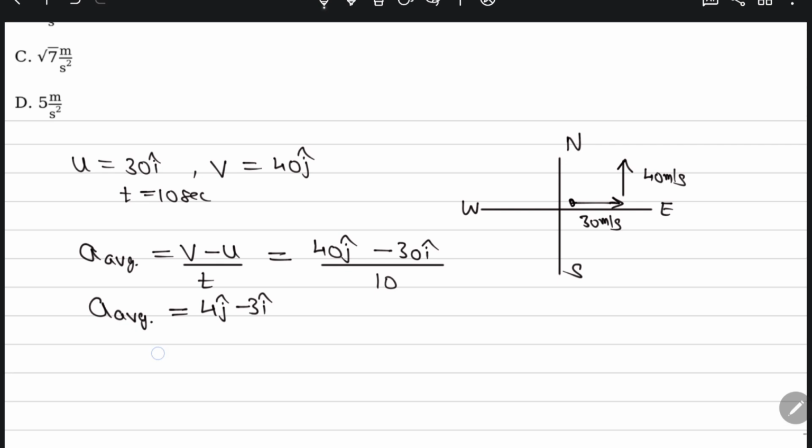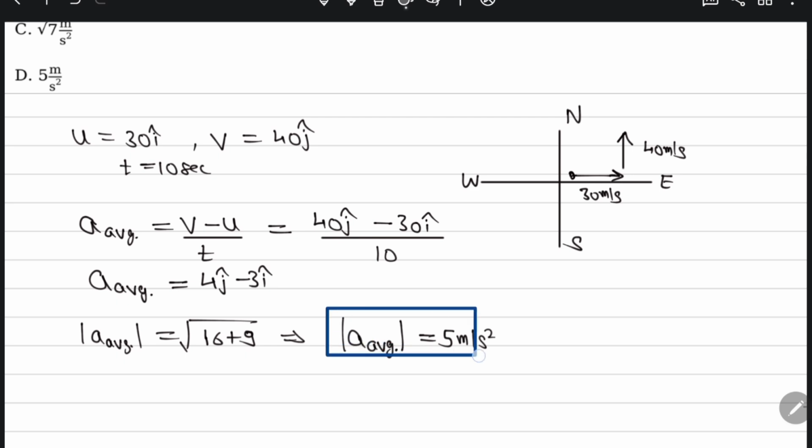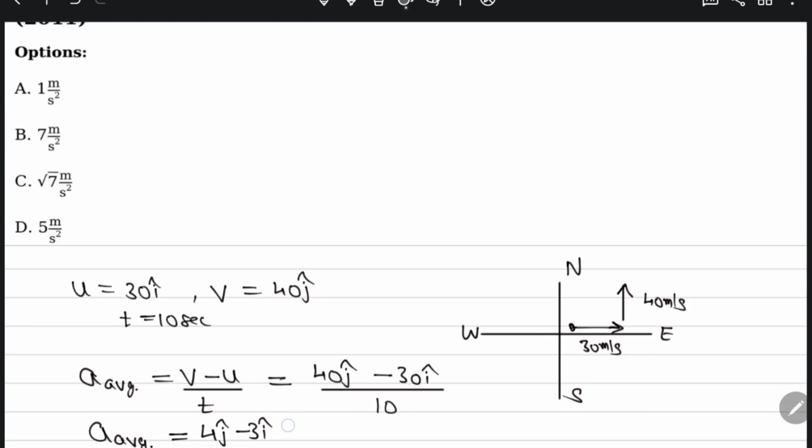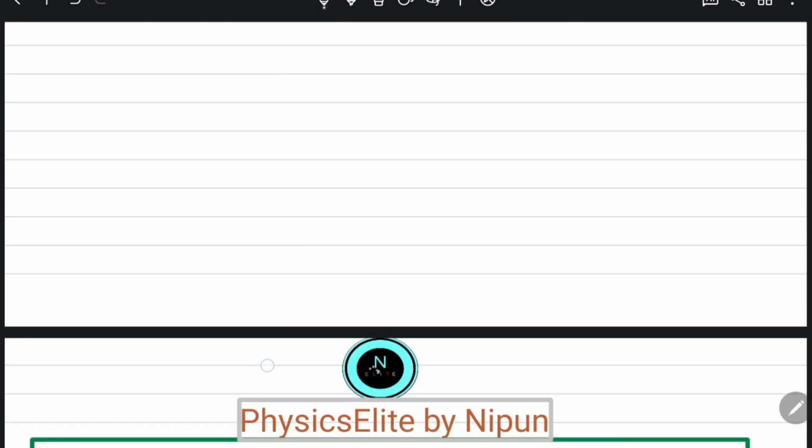So here now you have to take the magnitude. So the average acceleration here comes out to be 4 squared is 16 plus 3 squared is 9. So the magnitude of the average acceleration comes out to be 5 meter per second square. 5 meter per second square. So which option is correct? Option D is correct. So I proceed to the next question.